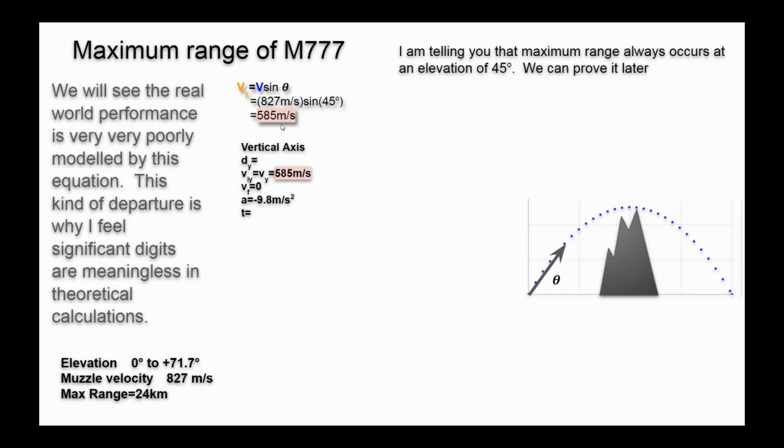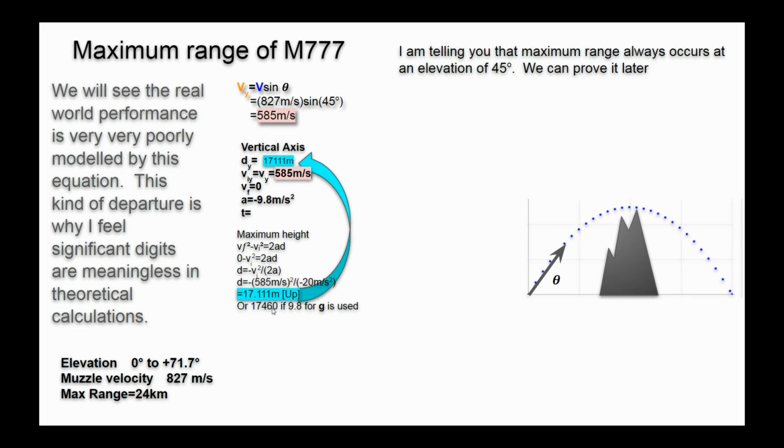When we do the vertical axis, we lay out our numbers, the calculated vertical speed, and now we can work out the maximum height. It's very similar to what we've done. We use the VF squared because we have no time yet, and we get 17,111 meters up, or 17,460 if you use 9.8 for G. It's really not much of a difference. So I put my calculated value in there, and we move on.